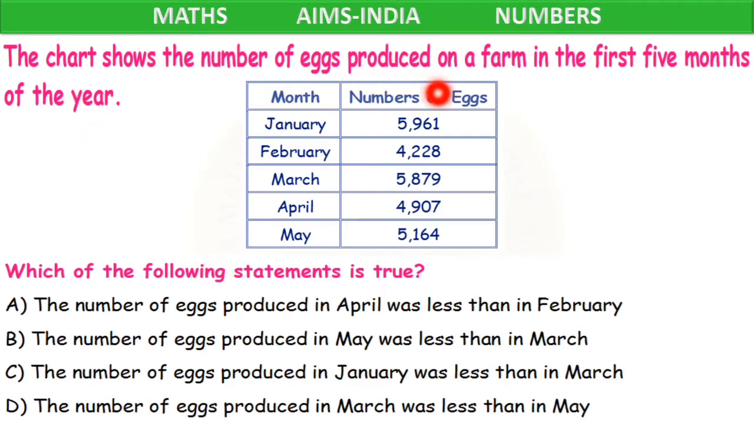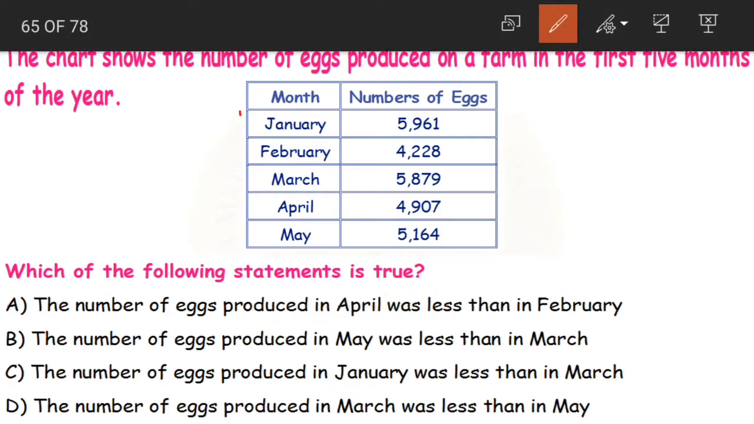Moving on to our next question. The chart shows the number of eggs produced on a farm in the first 5 months of the year. Now, which of the following statements is true? Now, what do we have here? We have the number of eggs produced in January, February, March, April and May. And we have few statements here. 4 statements. Now, from these we need to find out the statement which is true.